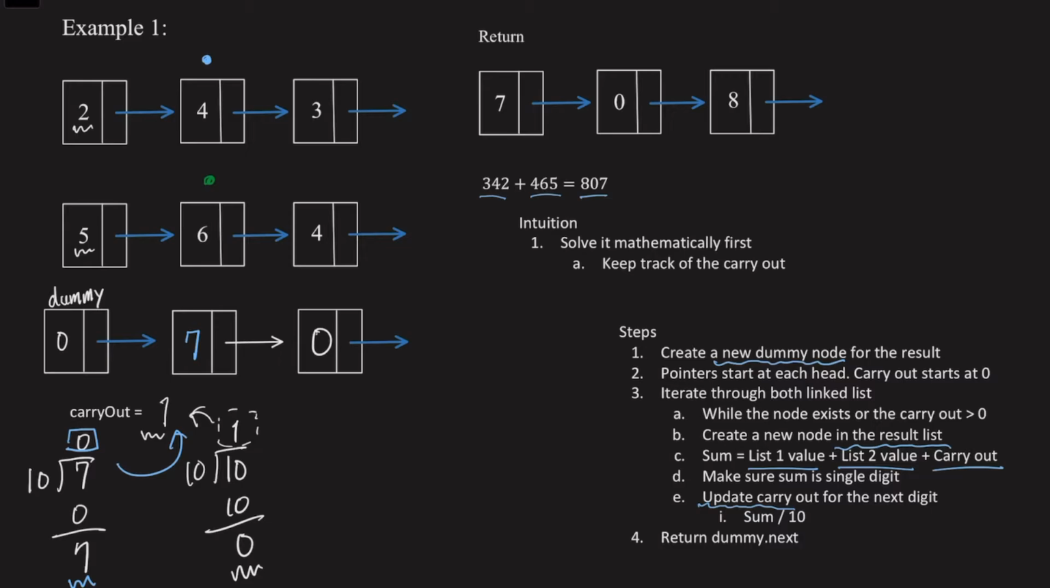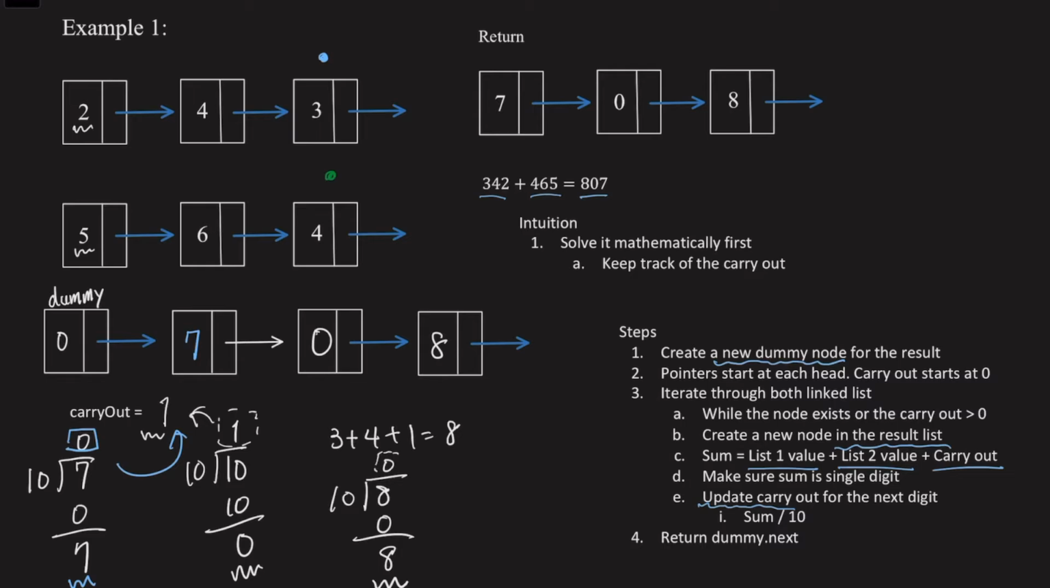Let's do that again. So the pointer is moved by 1. And the node exists at the pointers. So we're going to create a new node. And then we're going to calculate the sum, which is going to be 3 plus 4 plus carry out 1, which is 8. We're going to divide it by 10 just to make sure it's a single digit. We're going to add the remainder to the node. We're going to update the carry out, which is 0.